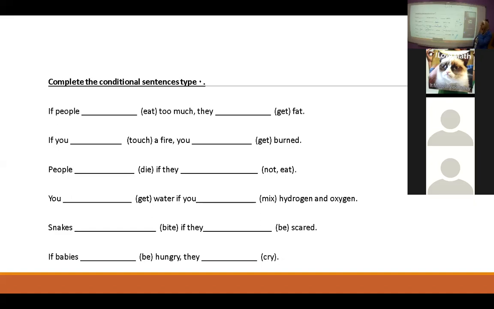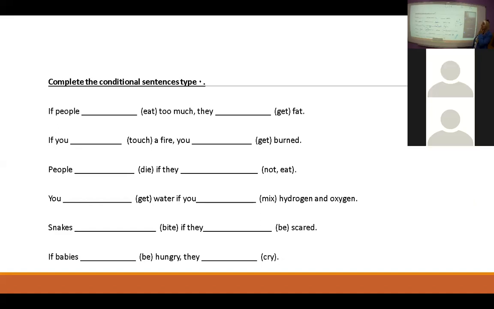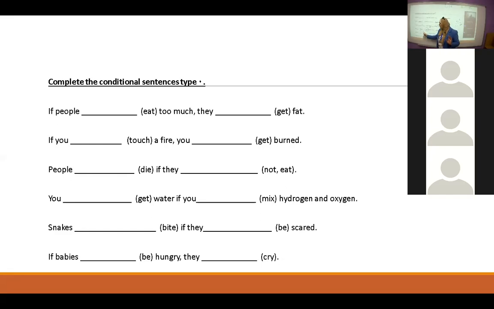Teacher, can I answer it? Snakes bite if they be scared. Haneen? Yes. Hello, Haneen. Yes, it's your sentence, Haneen. Come on. Snakes bite if they had been scared. Snakes bite, correct. Wait, don't talk to each other. They were scared. Wait. Honey, snakes bite, okay, simple present.